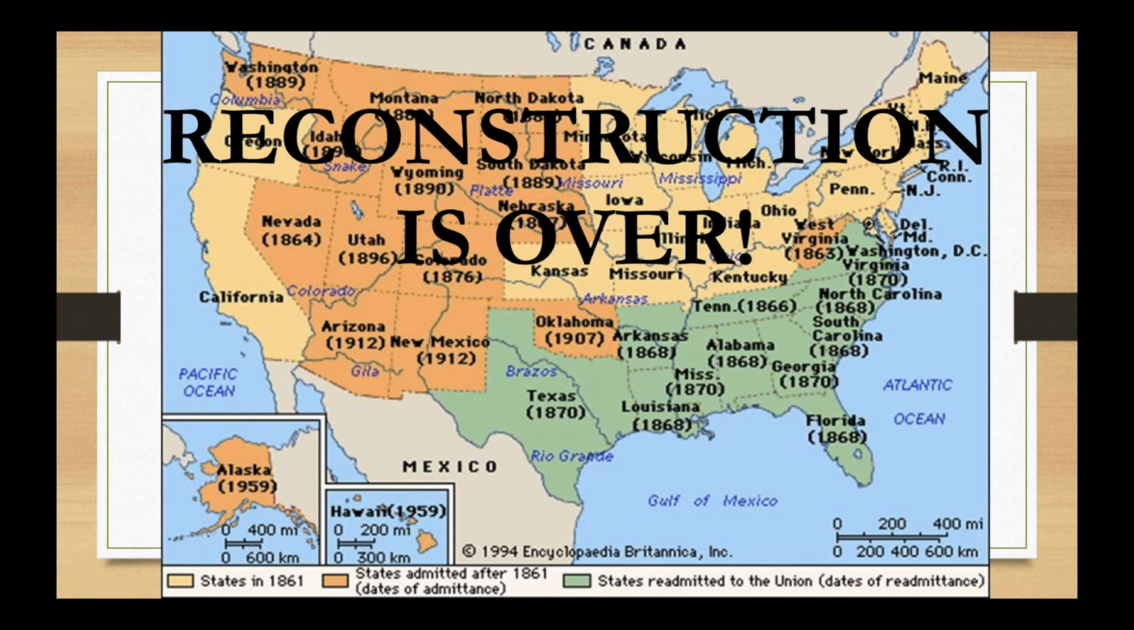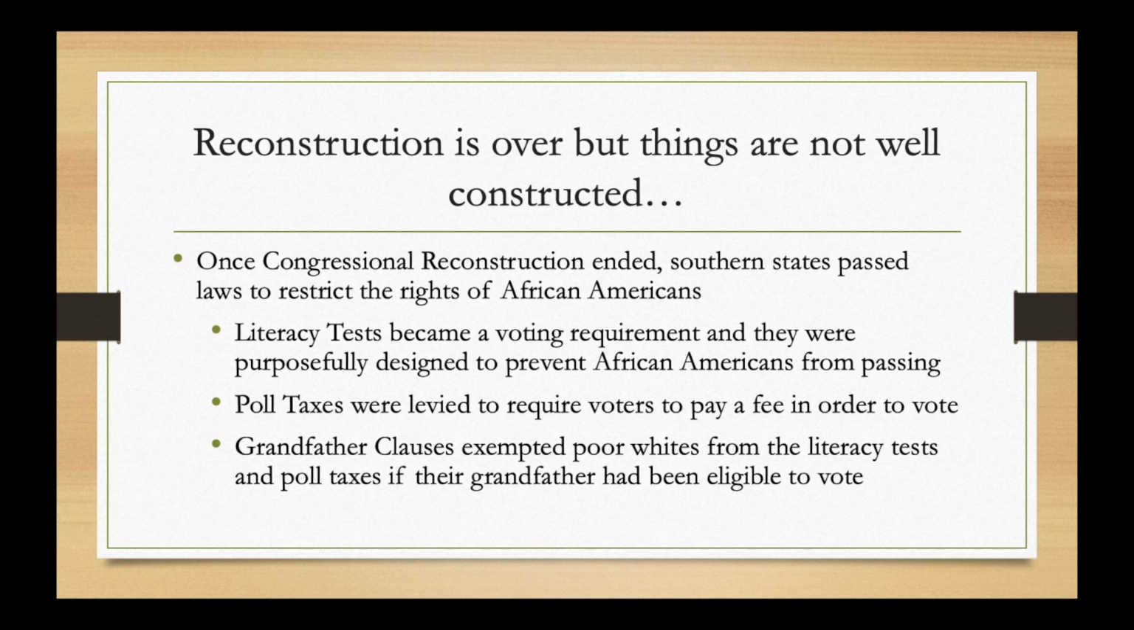But Reconstruction is officially over, but things aren't really well constructed in the United States at this point. So once Congressional Reconstruction ended, the military ended. All three phases of Reconstruction, as far as military, presidential, and congressional, are done.